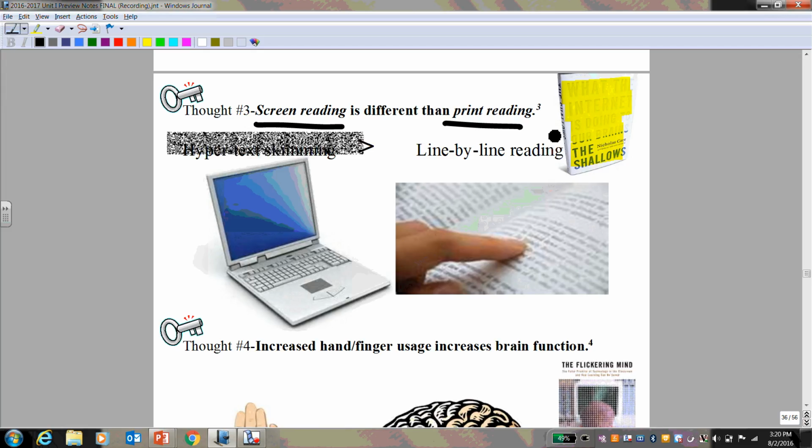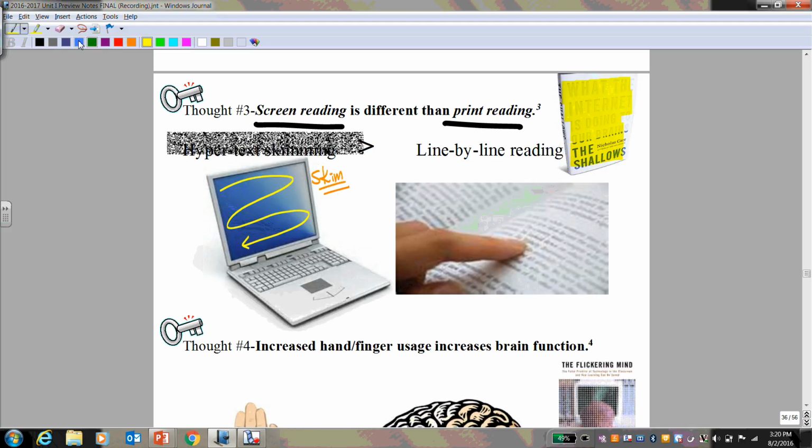When our eyeballs hit a screen, whether it's our iPad or computer screens, our eyeballs tend to go in what's called hypertext skimming. We just kind of skim the page. Nobody reads Wikipedia word for word. We tend to skim, and we don't even realize it. We are not reading it for detail when our eyeballs hit a screen.